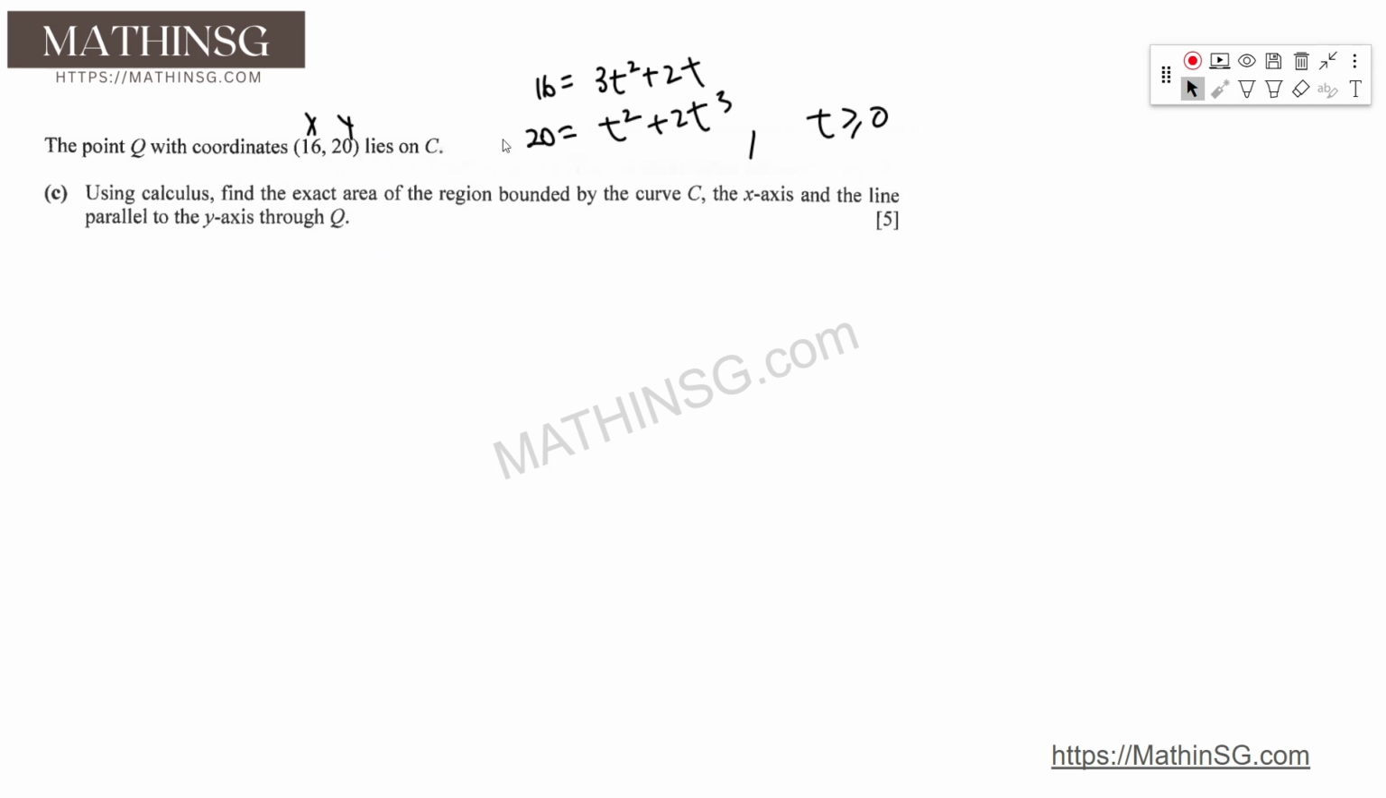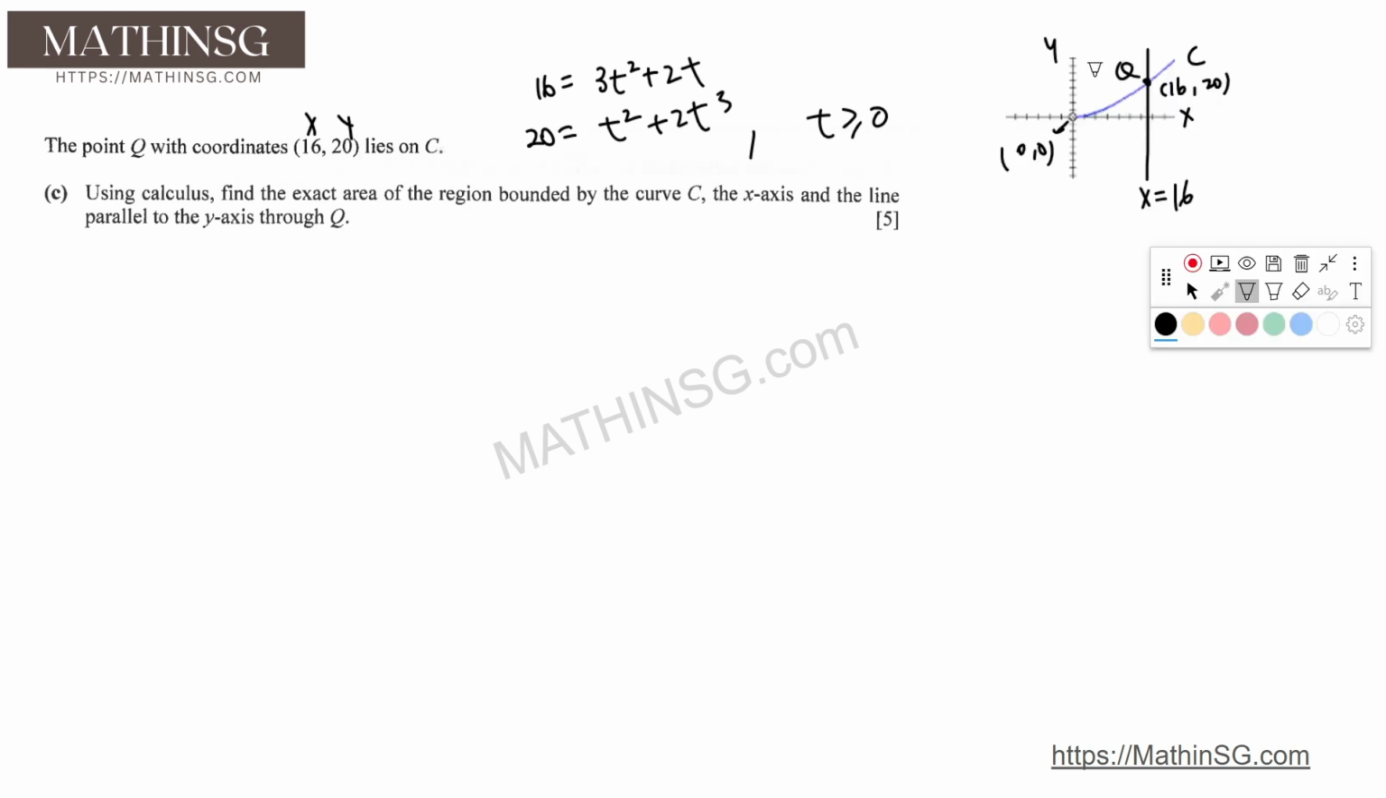So let's start off by sketching the curve. So this is my curve. Use your GC to sketch it out. So now I know that this is my y, my x, and if you use your GC, you'll notice that it passes through the origin, and this is point Q, which lies on C, it's 16, 20. And you're asked to find the area of the region bounded by this curve here, which is the blue curve, the x-axis, which is here, and the line parallel to the y-axis.